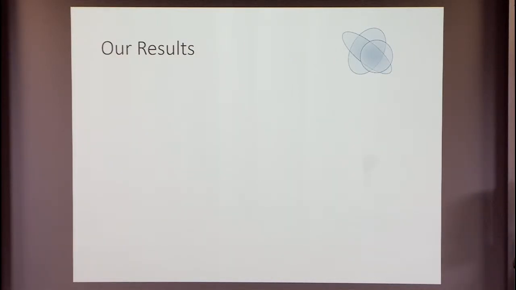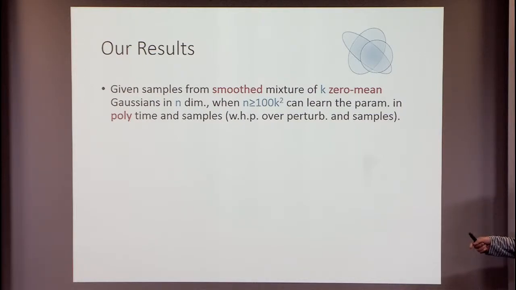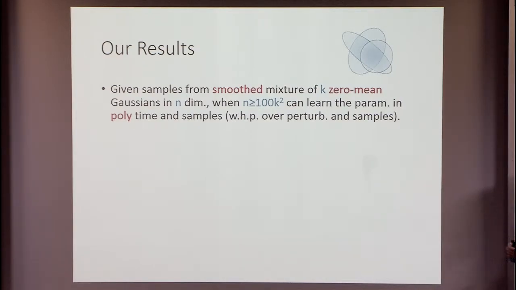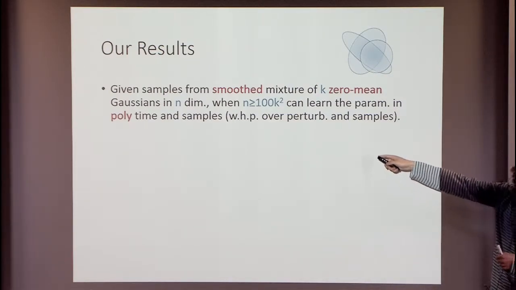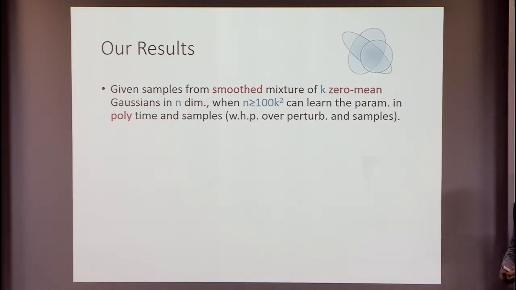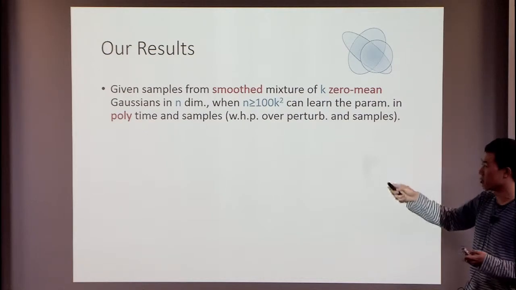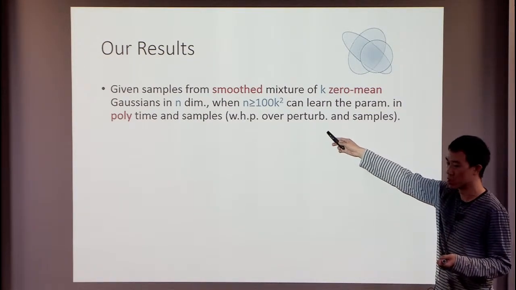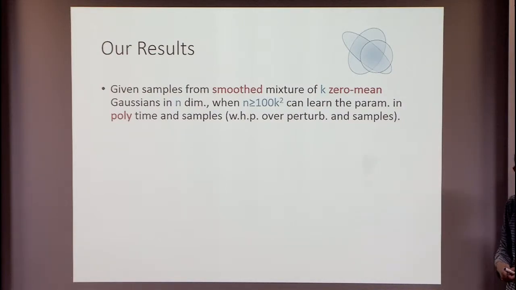So in this model, our results show that given samples from this smooth mixture of k Gaussians, in the first case, we assume all these Gaussians have zero mean. So their means are zero and not perturbed. In this case, if the number of dimensions is much larger than 100k squared, where k is the number of Gaussian components, then we can learn all these parameters in polynomial time and polynomial number of samples. And all of those are with high probability over the perturbations that we do in the smooth analysis setting.